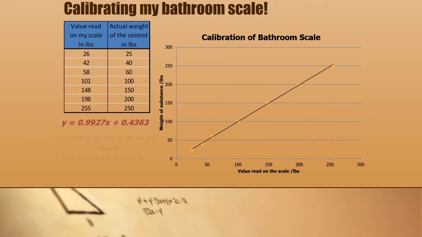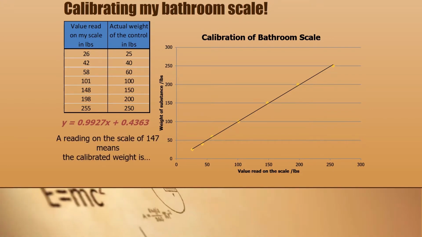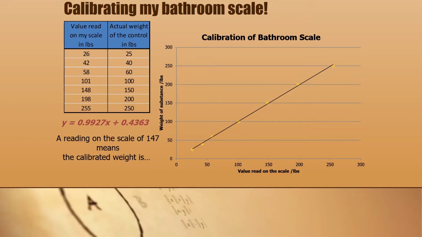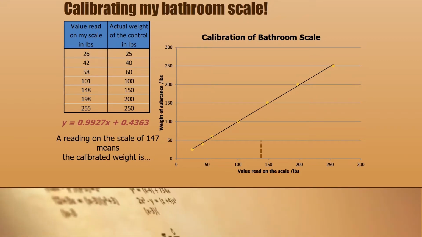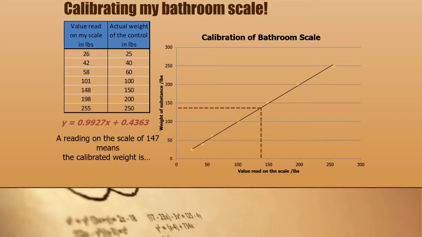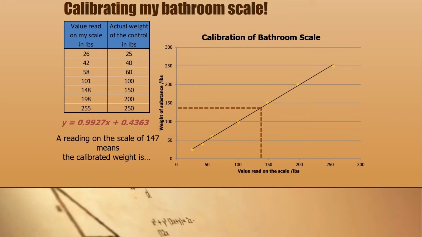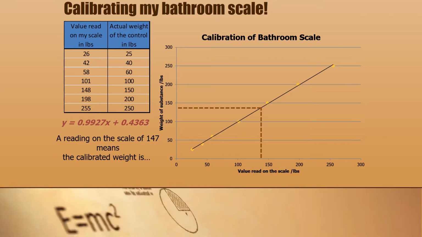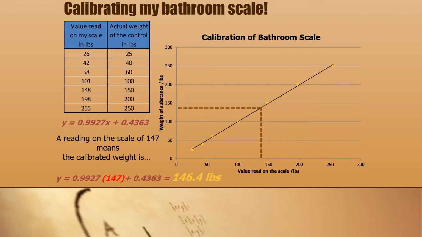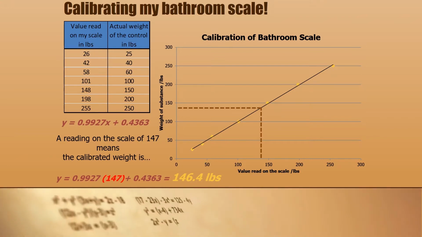Now, when we take the reading on the scale, let's say the scale reads 147. We can correct the measurement using our graph, marking the measured value on the x-axis and then reading off the actual weight on the y-axis. Alternatively, we can just simply put the measured value of 147 into the linear equation as the x variable, do the math, and find the actual weight by calculating the y variable.